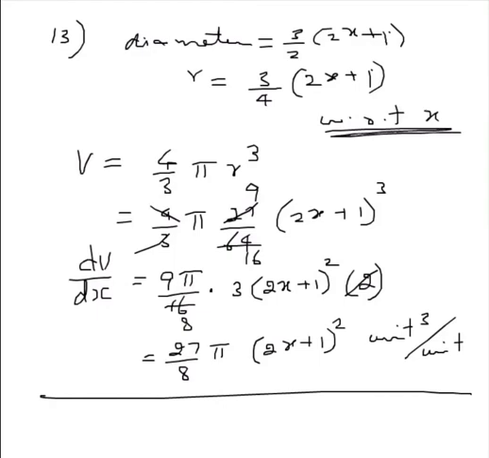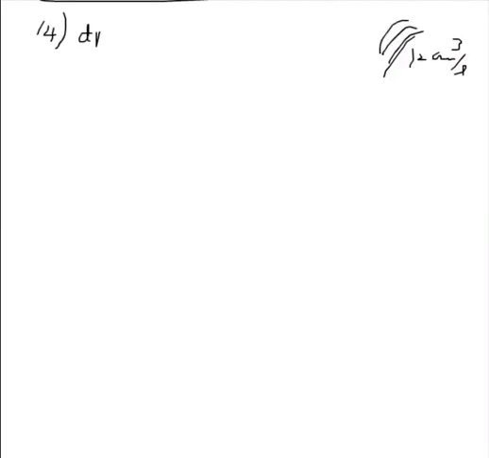Fourteenth question. Sand is pouring from a pipe at the rate of 12 centimeter cube per second. That means dV by dt is given. You can make out from the unit: centimeter cube is a volume unit, and s is a time unit, seconds. So dV by dt is given.